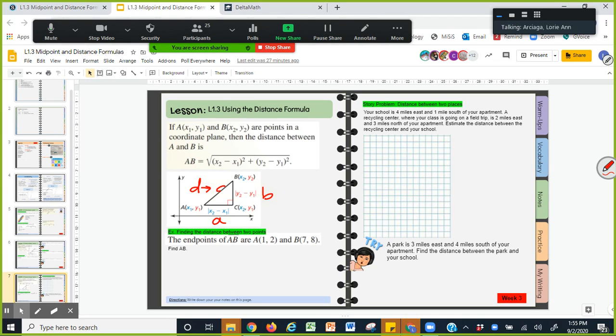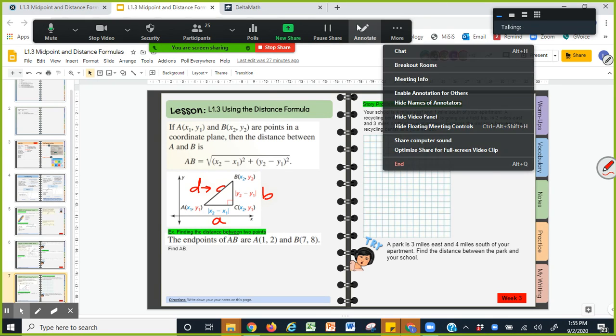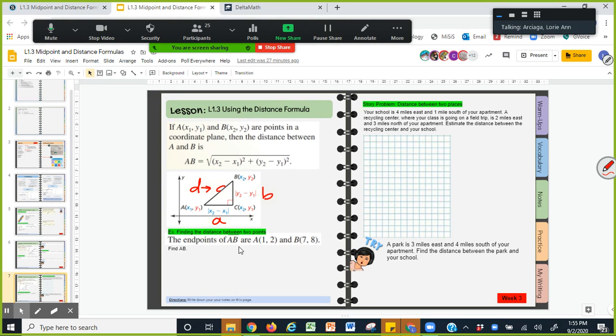Okay, so some students say, oh, the distance formula is so complicated. It has a square root, etc. But you've done that before. It just wasn't called the distance formula, it was called the Pythagorean theorem. So let's try. It says here the endpoints of AB are 1 and 2.